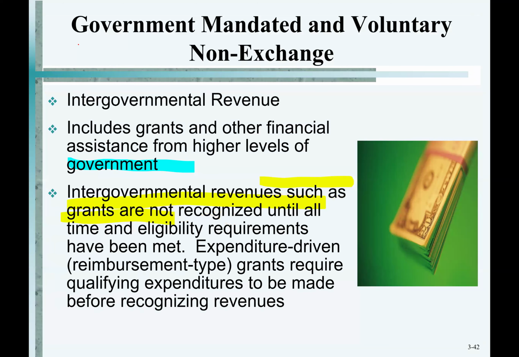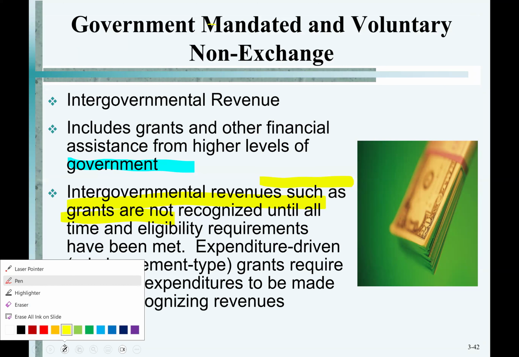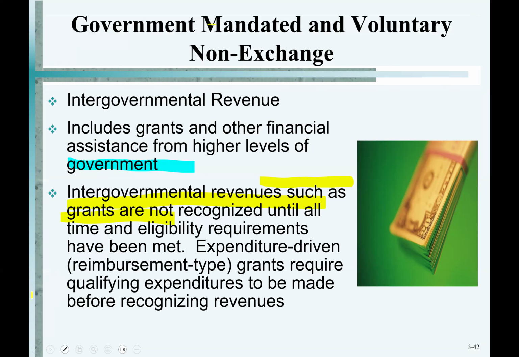Okay, good. Government mandated non-exchange. This is when the higher level of government comes in and tells the lower level of government, hey, you have to do something. And so we see recognize revenue until all time and eligibility requirements are met. Eligibility is talked about by GASB as being something we have to consider for mandated.